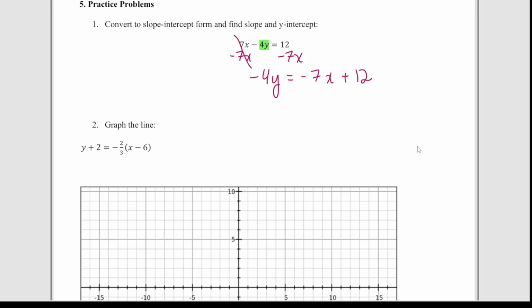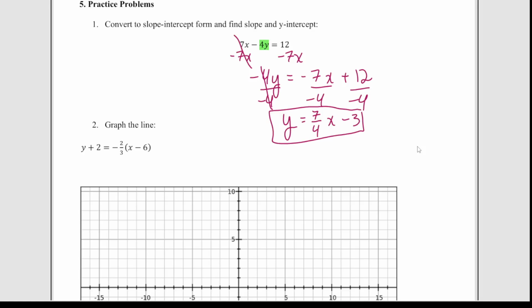And as a last step, I still need to get y by itself, so I'm going to divide all 3 terms by negative 4. Negative 4 divided by negative 4 is 1. Negative 7 divided by negative 4 becomes positive 7/4. Positive 12 divided by negative 4 gives us negative 3. And that is my final equation.